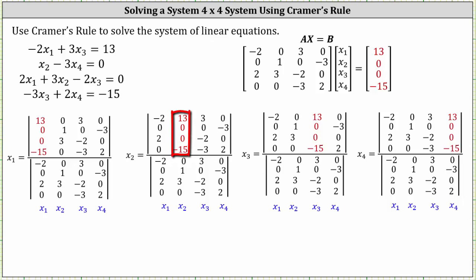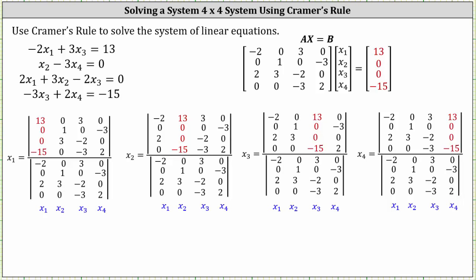For x sub 2, the second column is replaced with matrix B, and columns 1, 3, and 4 remain the same. For x sub 3, the third column has been replaced with matrix B, or the constants on the right, and columns 1, 2, and 4 remain the same. And for x sub 4, the fourth column is replaced with matrix B, or the constants, and columns 1 through 3 remain the same. And now we just need to evaluate the determinants.